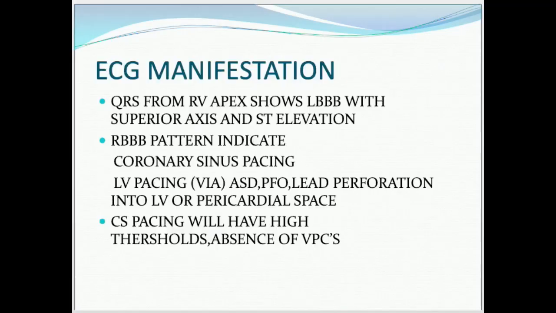ECG manifestations include, when pacing, QRS from the right ventricular apex shows left bundle branch block with superior axis and ST segment elevation. But a right bundle branch block pattern indicates coronary sinus pacing, left ventricular pacing via atrial septal defect or patent foramen ovale, or lead perforation into the left ventricle or pericardial space. Coronary sinus pacing will have a high threshold and absence of ventricular premature complexes.